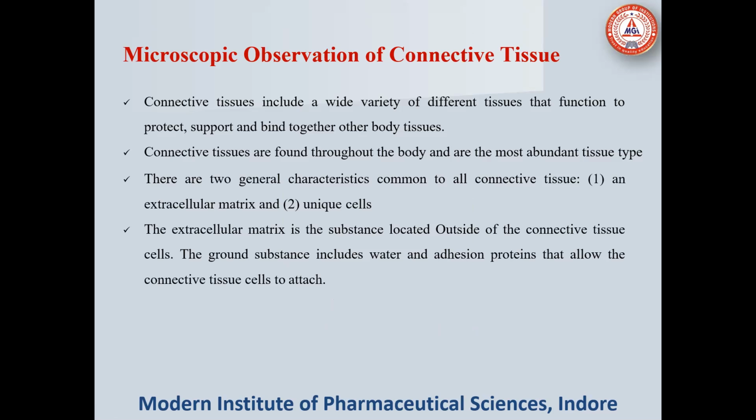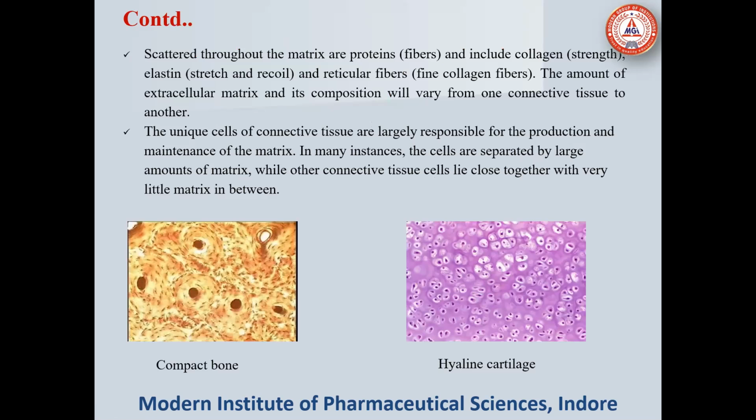There are two general characteristics which are common in connective tissue: an extracellular matrix is present, and it has unique cells. The extracellular matrix is a substance that is located outside the connective tissue cells, whereas the ground substance includes water and adhesion proteins that allow the connective tissue to attach to one another.